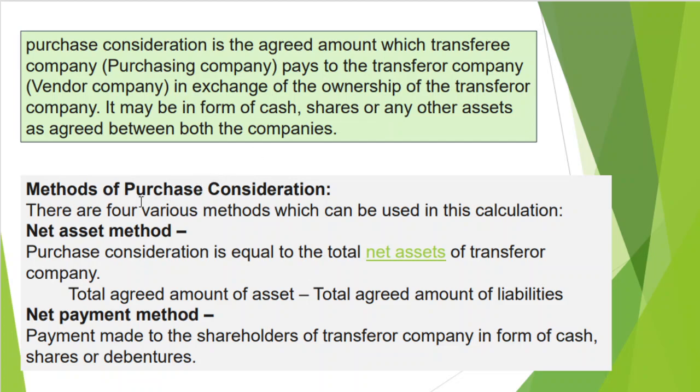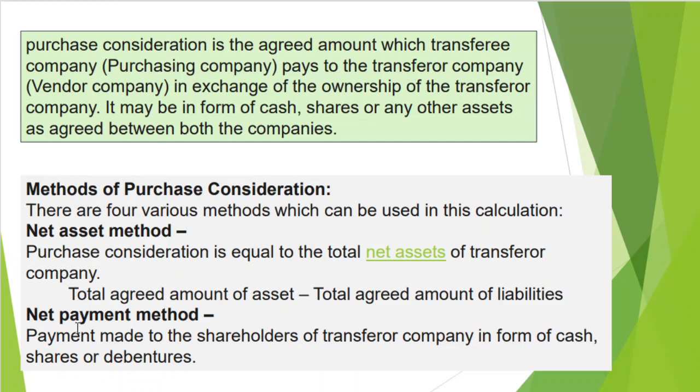They are, first one, net asset method. What is meant by net asset method? That is, net asset method means purchase consideration is calculated on the basis of the value of net asset. Then how to calculate net asset? It is the total agreed amount of asset taken over minus total agreed amount of liabilities. That is, asset taken over minus liabilities taken over is equal to purchase consideration under net asset method.